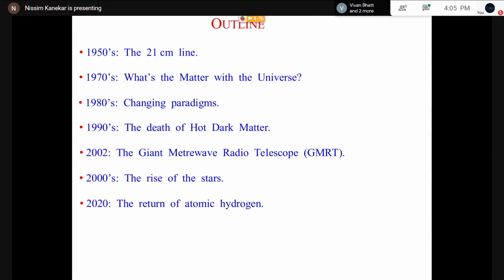In 2002, the GMRT came online, and it was built in order to look for these massive galaxies in the early universe in their 21 centimeter line emission. In the 2000s, the development of the Hubble Space Telescope, the Keck Telescope, and the Very Large Telescope in the previous decade, in the 90s, meant that suddenly there were a whole bunch of observations happening of stars at high redshift. And I'll tell you a little bit about this and what we know about the evolution of the star formation in the universe. And finally, I'll segue to the return of atomic hydrogen in terms of probing the highest redshift galaxies. So that's a broad outline. I'll tell you where we hope to go in the next few years or so.